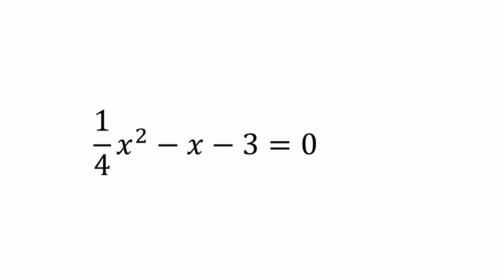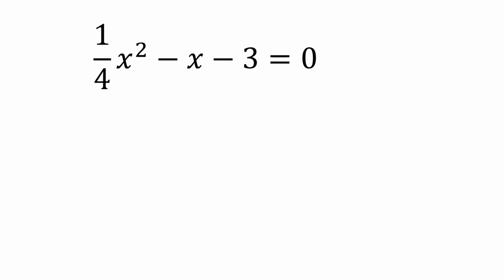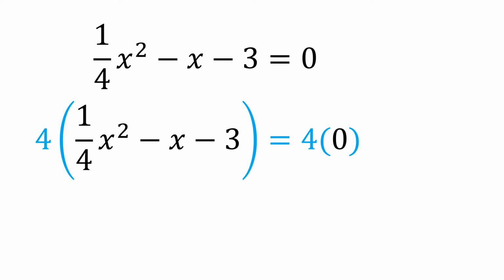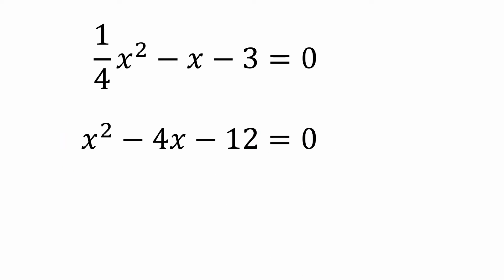Now let's say we have 1 over 4 x squared minus x minus 3 equals 0. Now in this case, one of the coefficients is a fraction. Let us try to eliminate the fraction to make it look easier. To do this, we multiply both sides of the equation by 4. So we have 4 times 1 over 4 x squared minus x minus 3 equals 4 times 0. Now this becomes x squared minus 4x minus 12 equals 0.